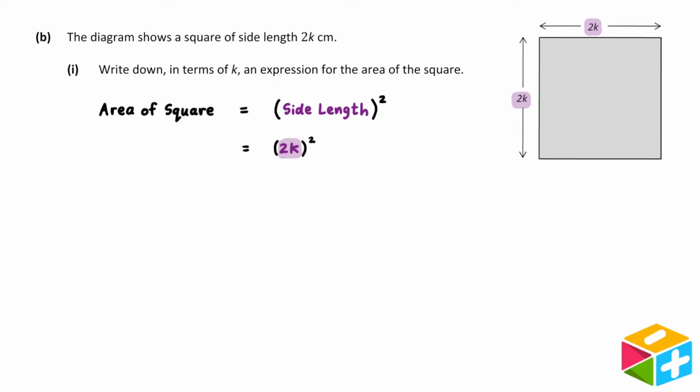In our square, the side length is equal to 2k. So our area will be 2k all squared. Inside our brackets, we have a 2 and a k, and all of this is being raised to a power of 2. When you have multiple things being raised to a power, each one gets a copy of the power. So here, the 2 gets a copy of the square, and the k gets a copy of the square. So 2k all squared is equal to 2 squared times k squared.